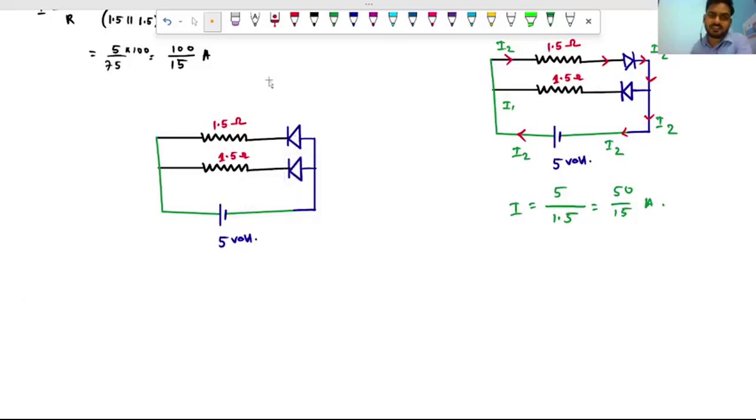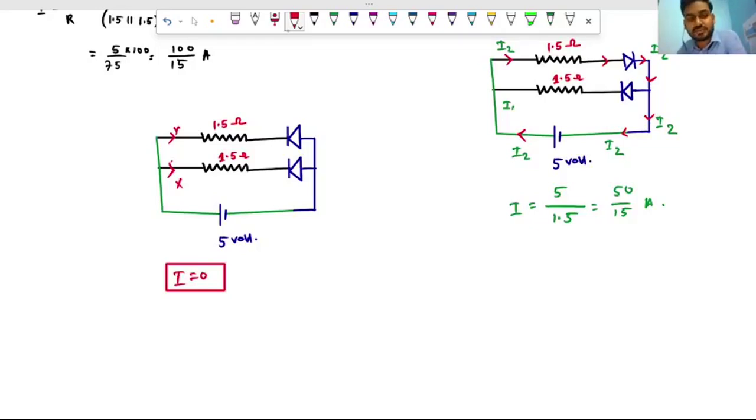So both the diodes here are in reverse bias. So no current will flow through this, no current will flow through this. So here the current will be zero. The current will be zero in this case.